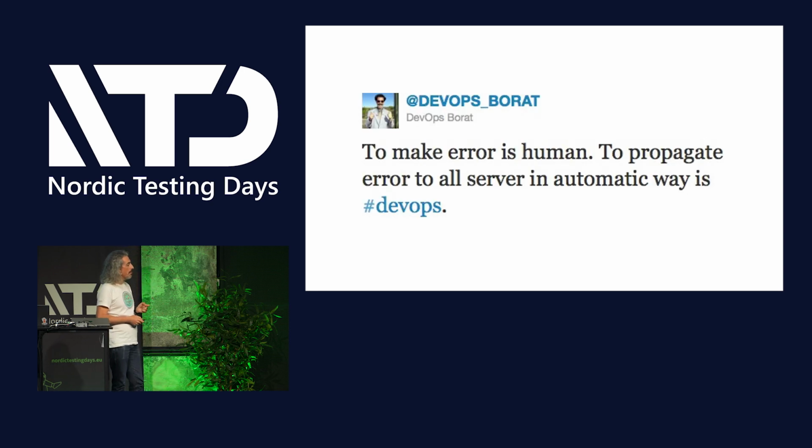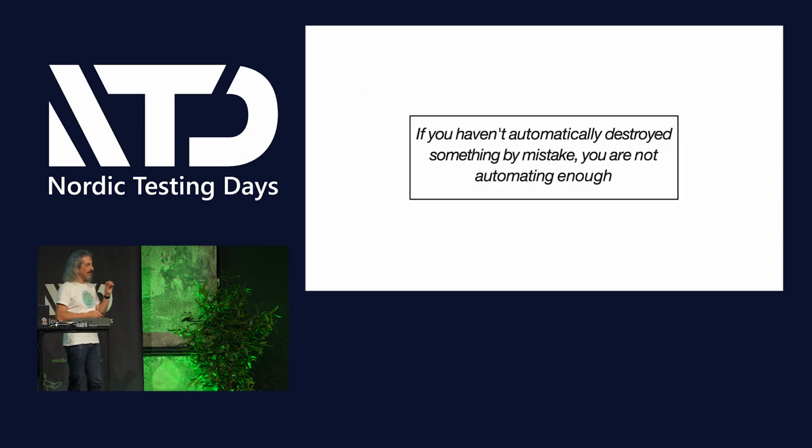And I like this quote from DevOps Borat on Twitter, that to make error is human, to propagate error to all services in an automatic way, that's what DevOps is. And it's not the first time that I personally have deployed something and then realized, oh shit, it was too automated and now everybody's broken. So progressive delivery is trying to avoid that. And something that I like to say is, if you haven't automatically destroyed something by mistake, that means you are not automating enough. I mean, you have to push yourself to automate things, and then one day you realize, oh shit, this was too much. Okay, I broke something, so you gotta step back.